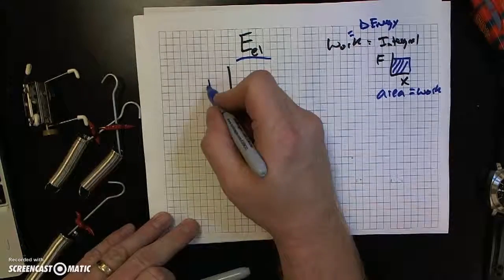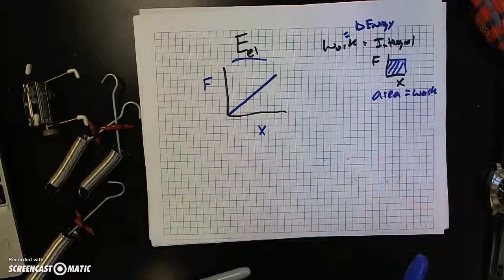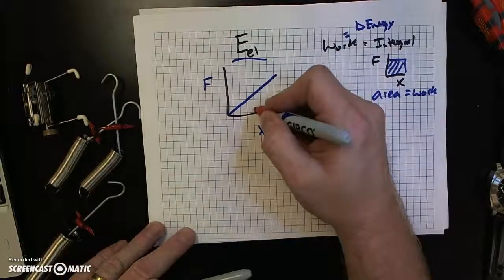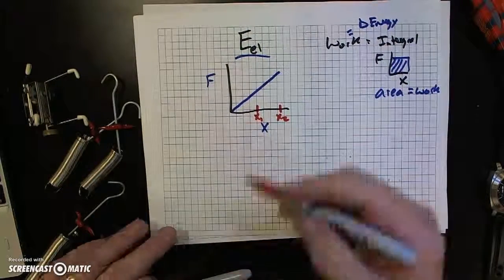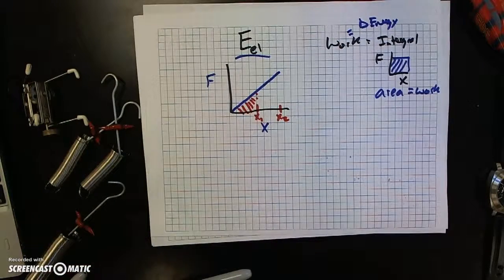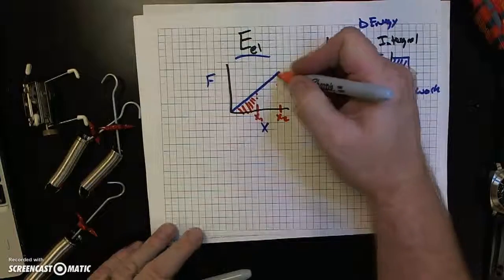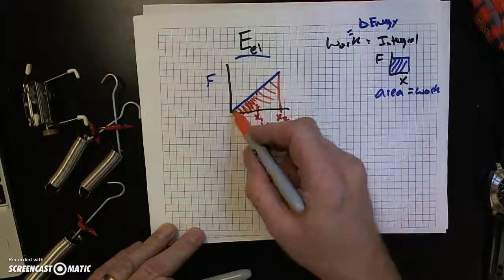When I have force versus x, we have a sloped line like this, and what we're going to do is find the area under it. If I integrate, we'll call this x sub 1 and this x sub 2. When I find the area here, I get this little triangle right there. And if I want the area out to x2, it's all this area, going from 0 all the way out to here.